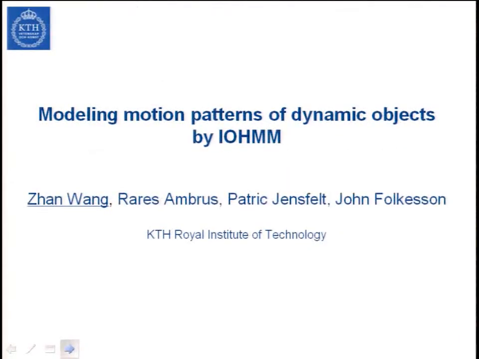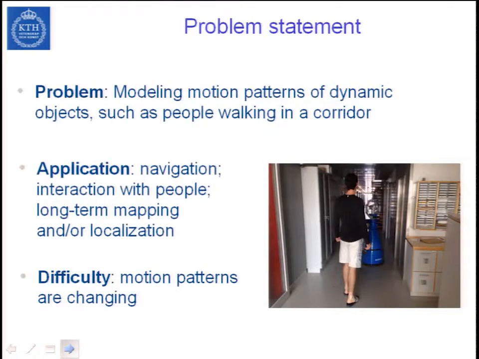Hi, my name is Zhang Wang from KTH. The work I'm going to talk about is the modeling of motion patterns of dynamic objects. We are interested in the long-term moving tendencies. For example, in this corridor environment, for people exiting a certain room, where do they normally go?